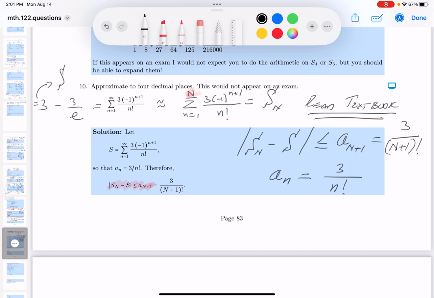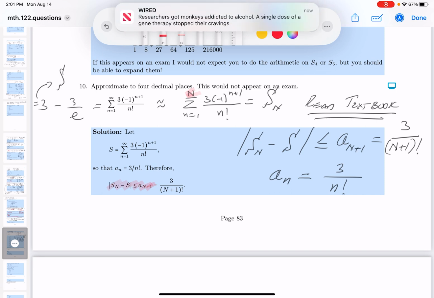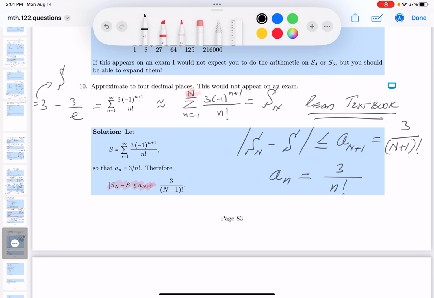And we want it accurate to 4 places. So I want to go past the 4th place, to the 5th place. So I want to make sure that this term is going to be 1 over 10 to the 5th. That'll bring it to 5 places, by the way, which is 10 to the minus 5. Right, same thing. All right.